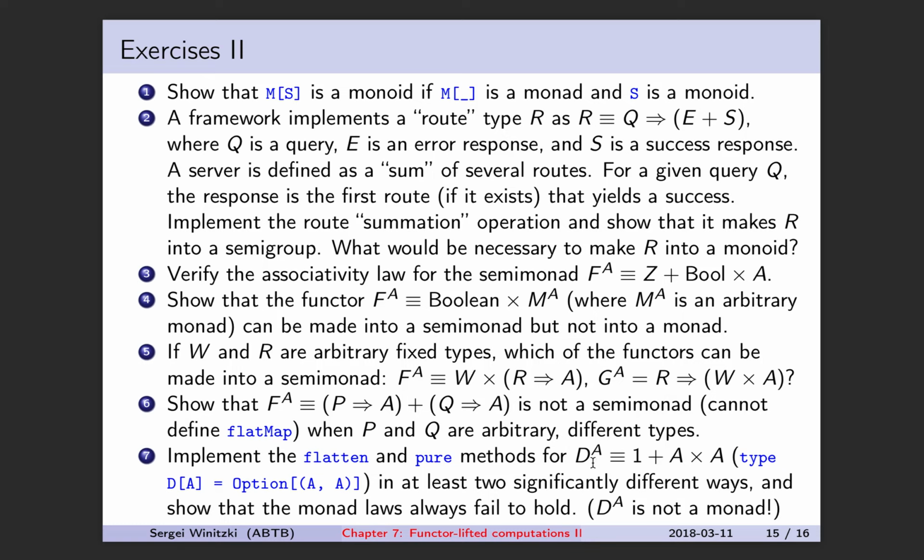But the laws never hold. Whatever combination of those implementations you take, the monad laws will not hold. At least some of them will fail. In this exercise, I don't expect you to enumerate all possible implementations of pure and flatten and check that for all combinations of these the laws fail, but this is so.